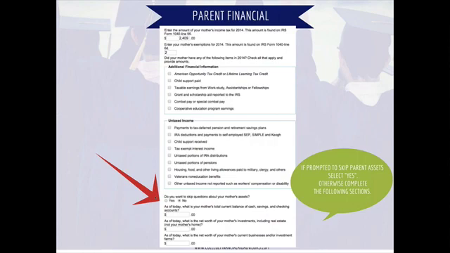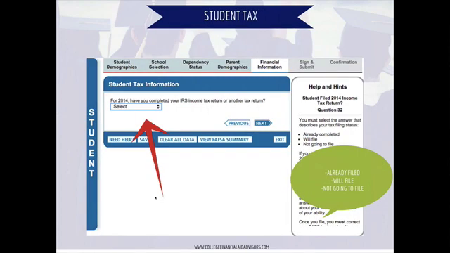Now we're back in the blue section, which is the student section. So will the student file a tax return? You'll select will file, already filed, or not going to file. And you can see I kind of left the help section over there so you can get an idea of what happens if you have a question and you want clarification. You can just click over there.